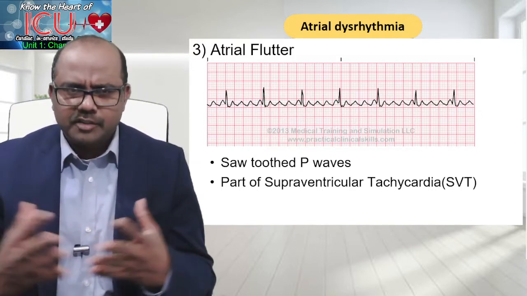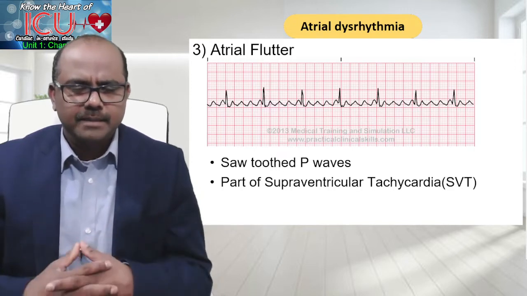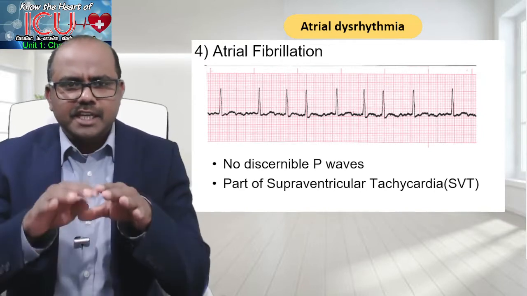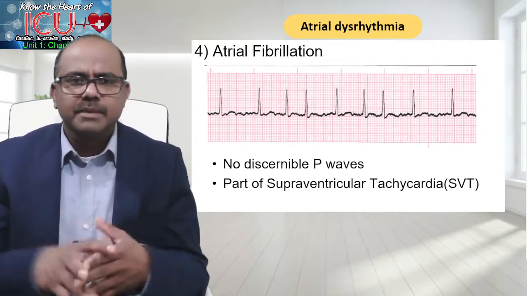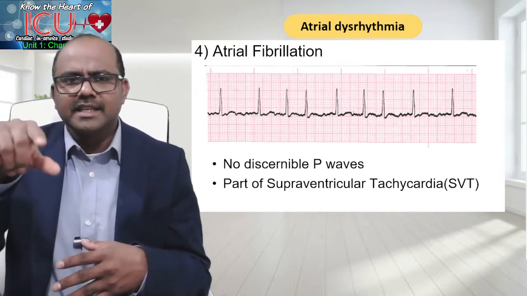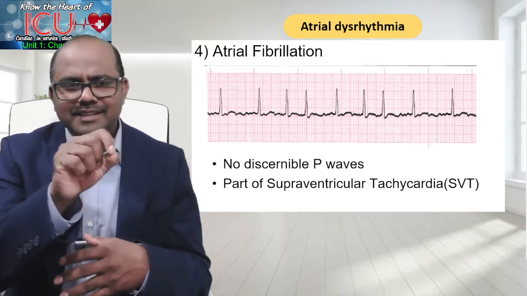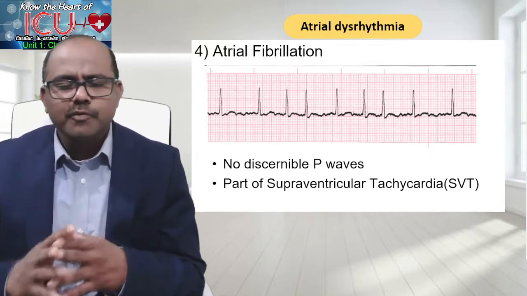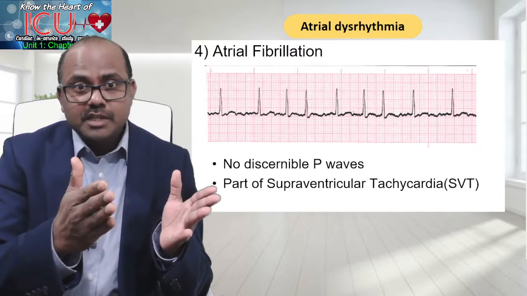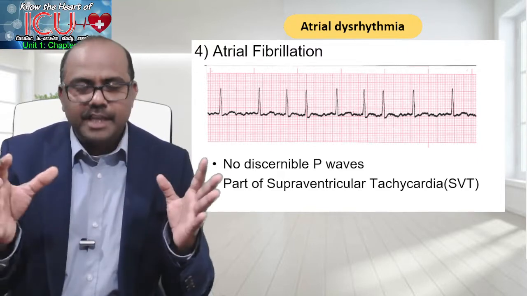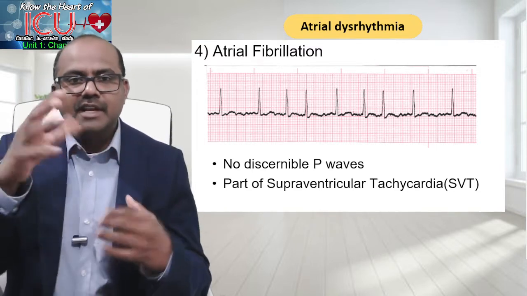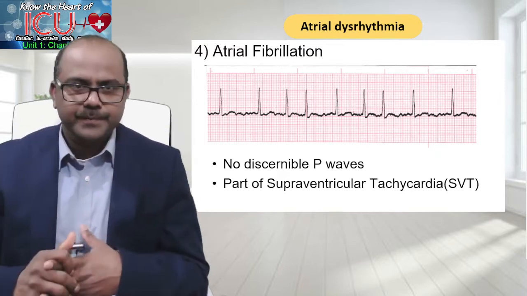So atrial flutter: sawtooth P wave, classical sign, and it's a part of supraventricular tachycardia and a precursor for AFib as well. In atrial fibrillation, there is no proper wave, no discernible P wave, just a kind of twitching movement in the atria, little shakes in the wave. That's it, no formal proper P wave. That's because some parts of the atria are firing more than 300 beats per minute. That's why you cannot see a wave, rather it's just a shivering or twitching movement.